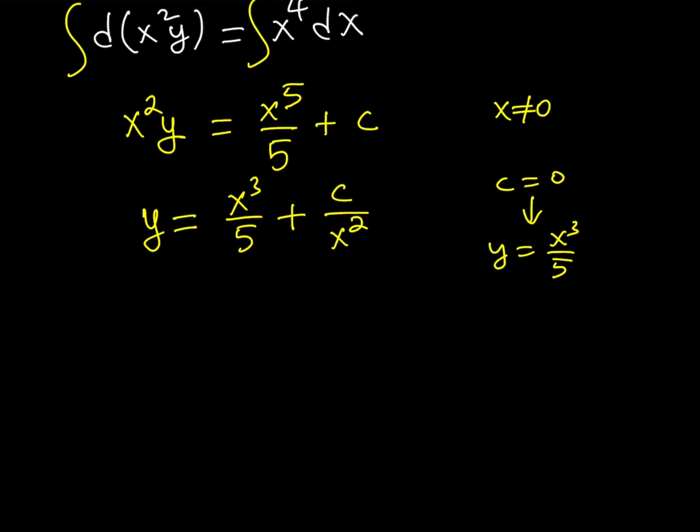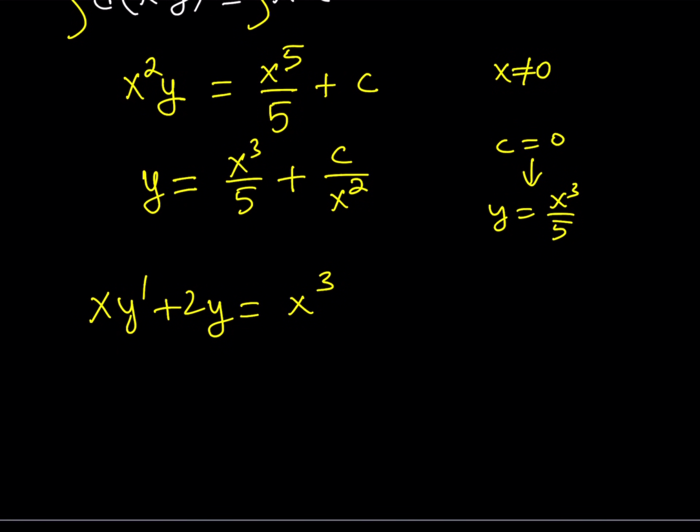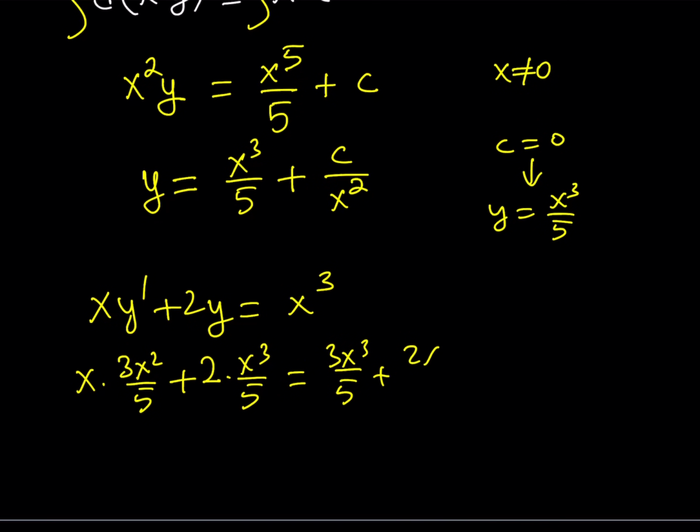We can go ahead and test out to make sure that our solution works. If you look at the original problem, let's go ahead and test it out. This is our original equation. And suppose y is equal to x cubed over 5. Let's go ahead and test it out. X multiplied by the derivative of x cubed over 5, which is 3x squared over 5, plus 2 times y, which is x cubed over 5. And then here you get 3x cubed over 5 plus 2x cubed over 5, which is equal to 5x cubed over 5. And that is equal to x cubed. And yay, that satisfies our equation.